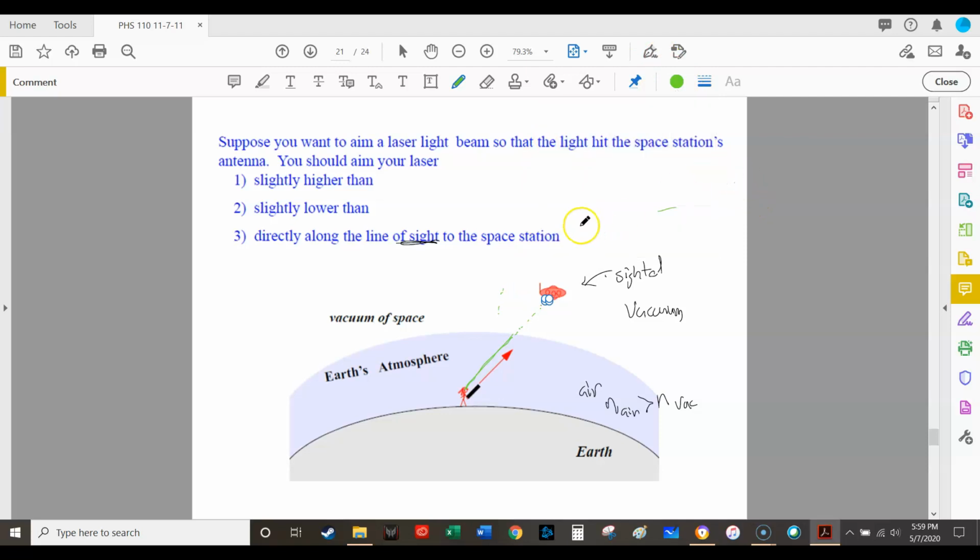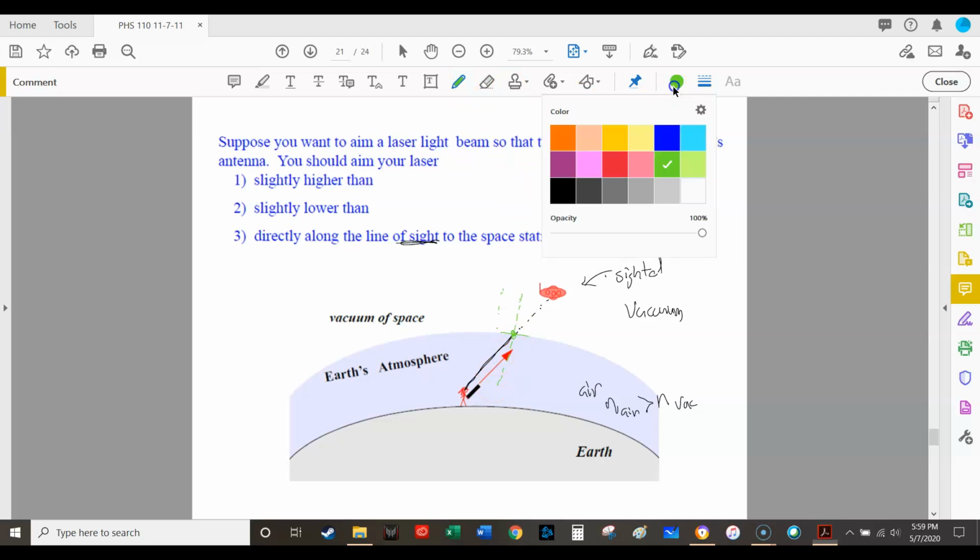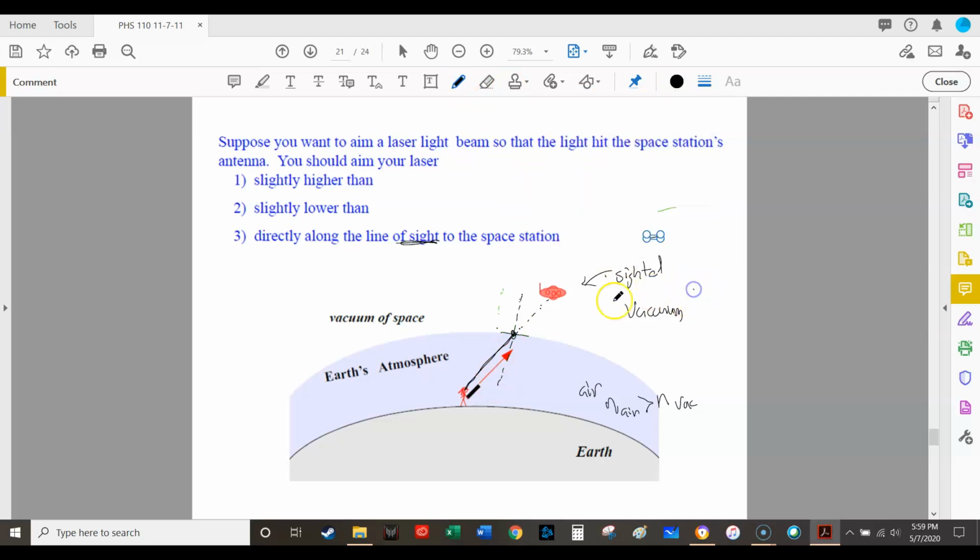But where's the actual space station at? That's the question I have. So the actual space station, so here's going to be the interface. So here's where it hits. I'm going to draw the normal, just as normal as it should be. The actual space station is going to bend away from the normal here. So the actual space station should be right below where the sighted space station is.